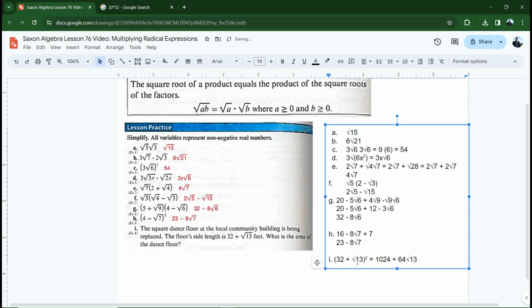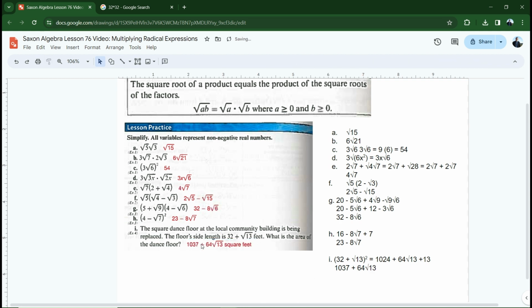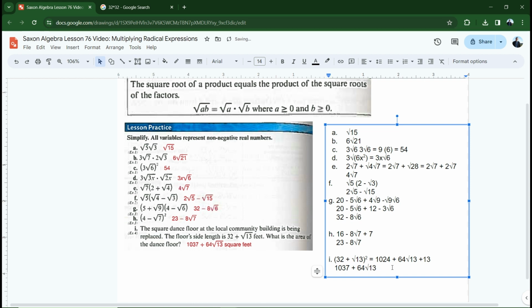And then the last number squared. So it's going to be plus 13. Square root of 13 squared is just plus 13. So this is going to end up being 1,037. 1,024 plus 13 is 1,037 plus 64 square roots of 13. And let's just make sure we did this one right. There it is. The only thing I forgot to put, it's really important to put, so I should have written it, is square feet.